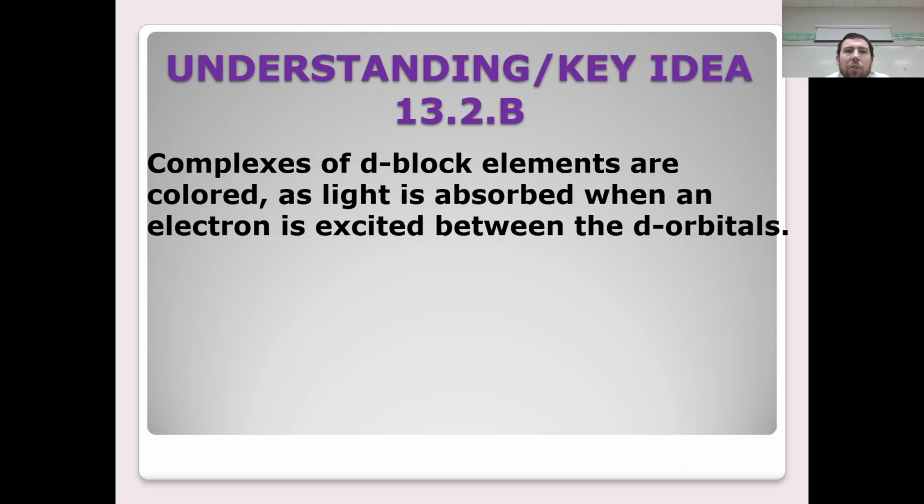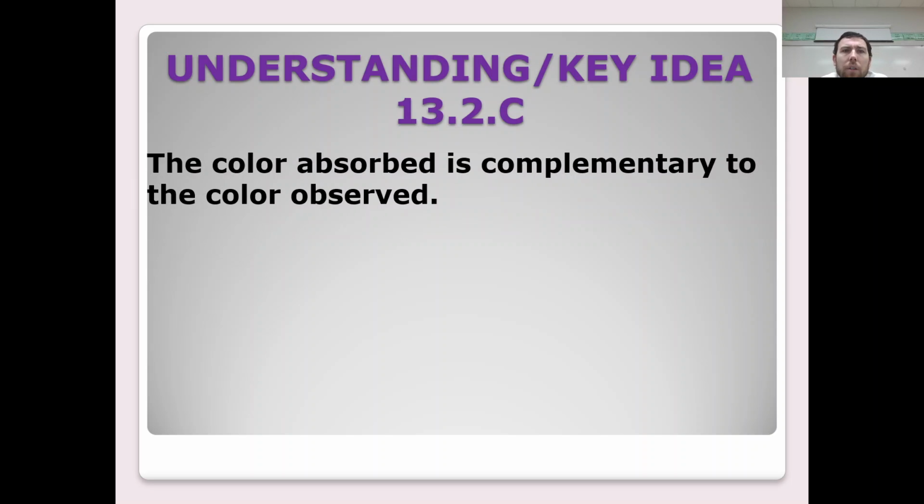We also need to know that complexes of d-block elements are colored. As light is absorbed, an electron gets excited between those split d orbitals, the low energy and the high energy, which causes the electrons to move there. We should understand that the color that's being absorbed is complementary to the color that is observed.